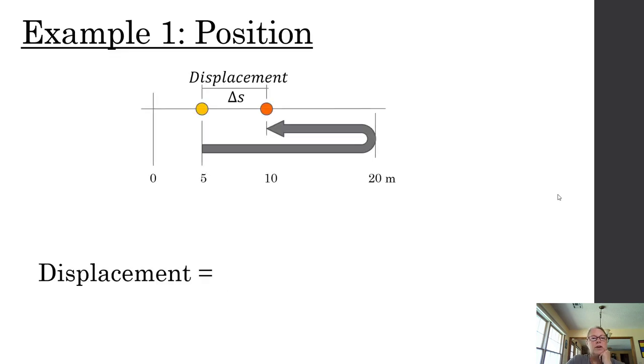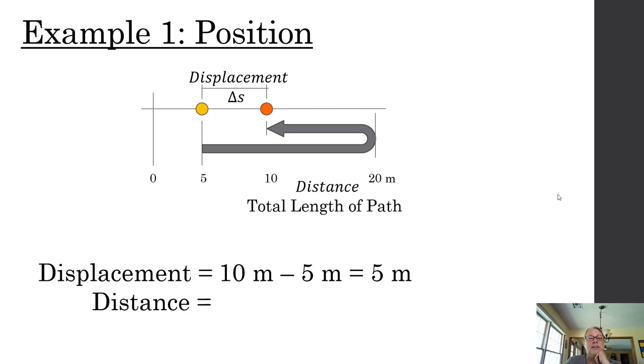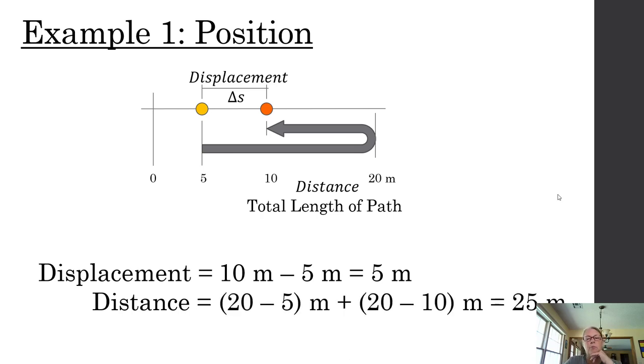Okay, so here's just a quick example. In this case, what is our displacement? So remember, displacement is final minus initial, so it's going to be 10 minus 5, which is 5 meters. What about our distance? Well, our distance is the total length of the path. We have 20 minus 5, 20 minus 10. So we end up with a total distance of 25 meters.